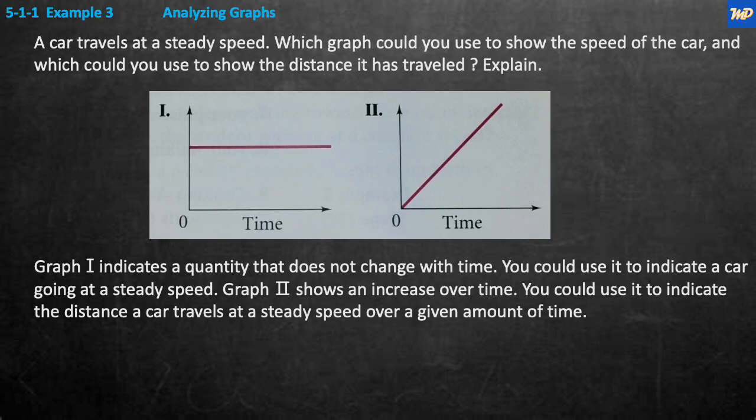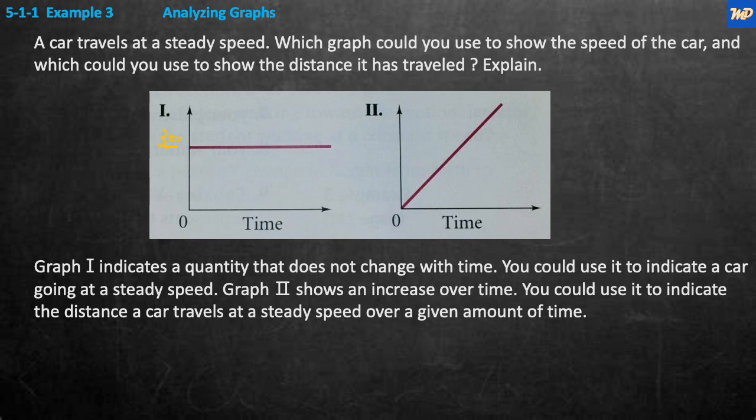Okay, example 3, analyzing graphs. A car travels at a steady speed. Which graph could you use to show the speed of the car, and which could you use to show the distance the car has traveled over time? And explain. So let's look at these two. One has got a straight line. Everything is constant, and we're talking about speed here. The car travels at a steady speed. So let's say this is speed, okay? 30 miles an hour.